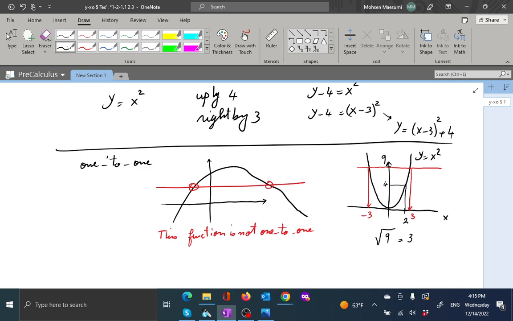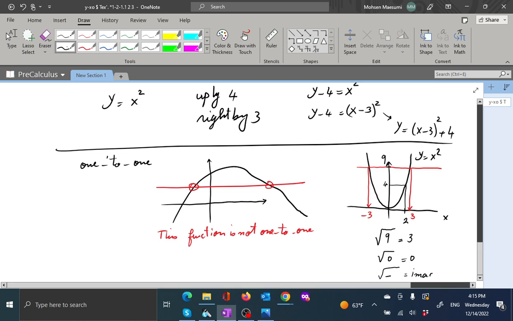Your high school teacher might have said plus or minus 3, but in classes that you are going to have from now on, square root of a positive number is a positive answer. Square root of 0, well, that's just 0. Square root of a negative number, well, that's going to be an imaginary number. We will talk about that perhaps later on. Okay, so that's the story of one-to-one. That's a simple story.